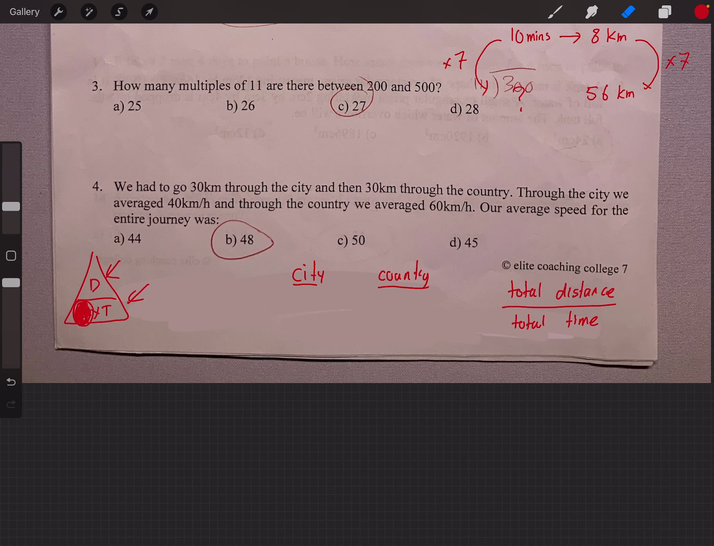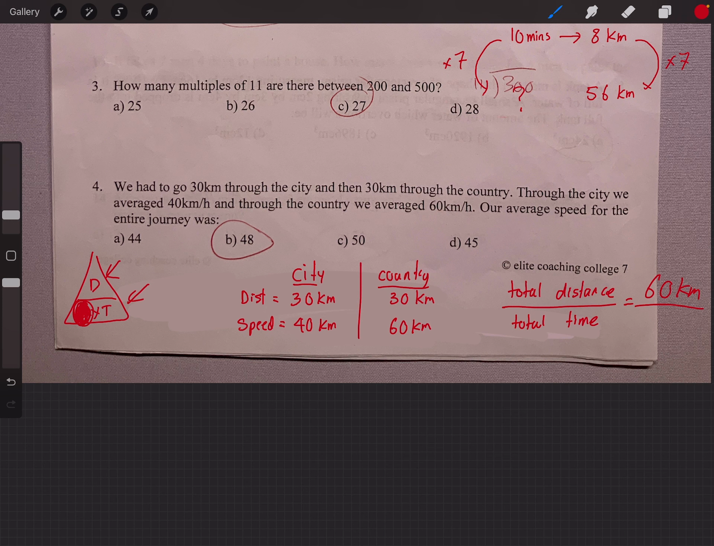Okay. So what's the total distance? Well, it says the city is 30 kilometers. And the country is also 30 kilometers, so that means the total distance is 60 kilometers. Now we've got to find the time. How long did it take to go through the city, and how long did it take to go through the country? So for the city, the distance was 30 kilometers, and the speed that we were traveling at was 40 kilometers an hour. Okay, for the country, the distance is also 30 kilometers, but our speed was 60 kilometers an hour.